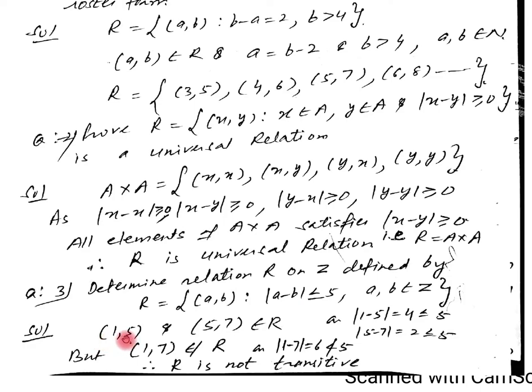I consider the pair (a, b) as (1, 5) and (b, c) as (5, 7) belonging to R. Now when I consider (1, 7), it does not belong to R because the difference is 6, and our difference should be less than or equal to 5. So (1, 5) and (5, 7) belong to R, but (1, 7) does not belong to R. So R is not transitive. You can give another example here also. You can choose any example and show it in the solution.